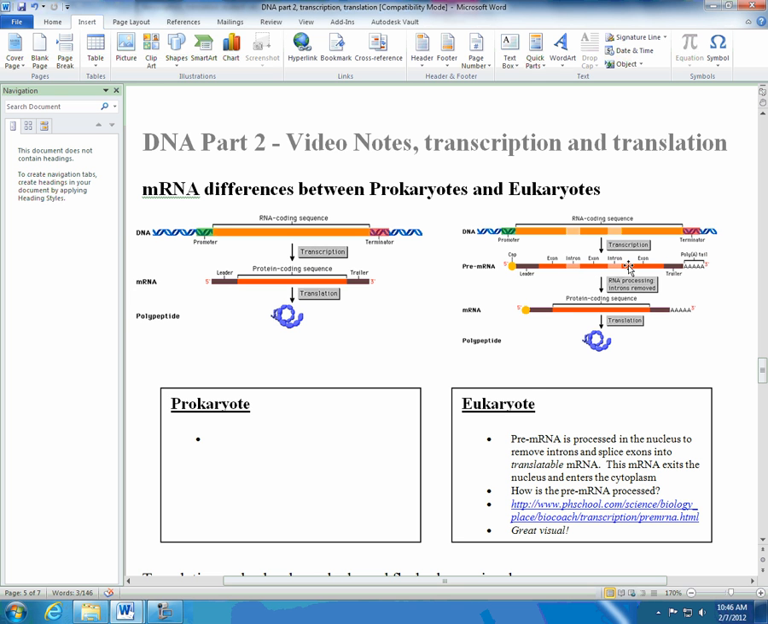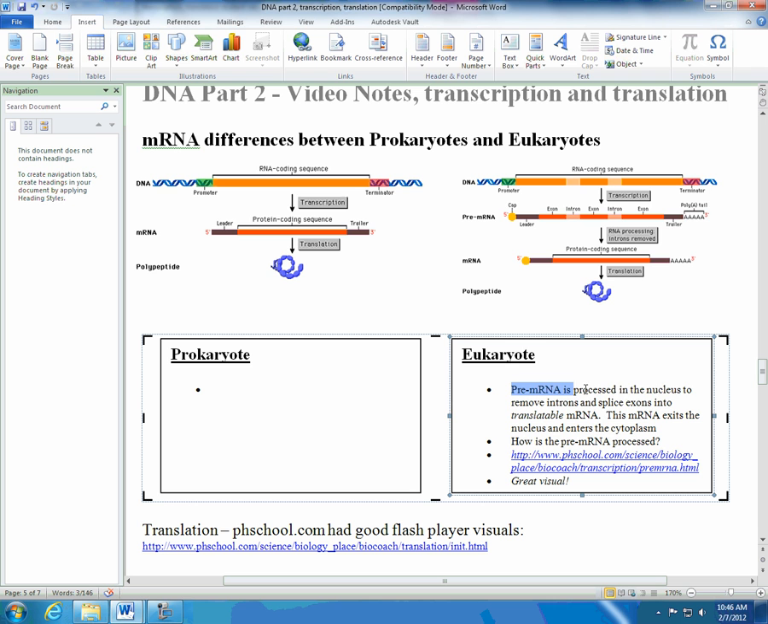This process is a little more complex. There are some visuals which we'll get into in a second here. And again, it gets way more complex. If you want to dig in, do some searching, and you'll find the stuff they teach in college is pretty fascinating, but way more complex than we need to worry about. So pre-mRNA is processed in the nucleus to remove the introns and splice the exons together so that you have translatable mRNA, meaning that you can make it into a polypeptide protein.